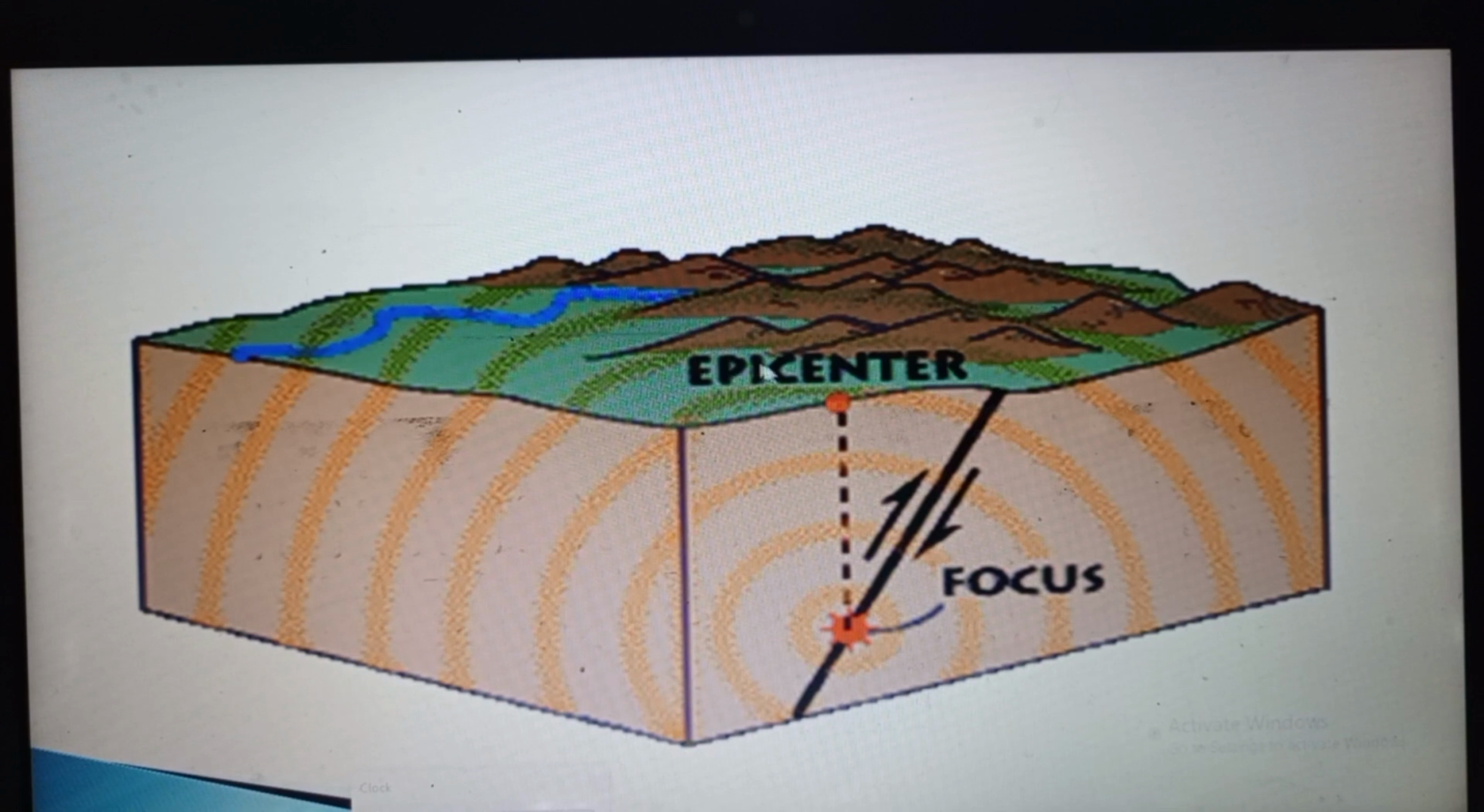This is found on the surface of the earth. Therefore, the epicenter is located on the surface of the earth, immediately above the focus, and the focus is found in the ground.